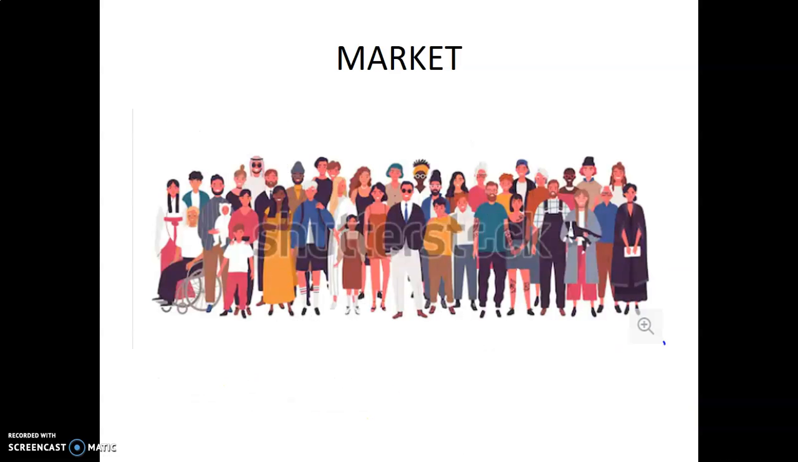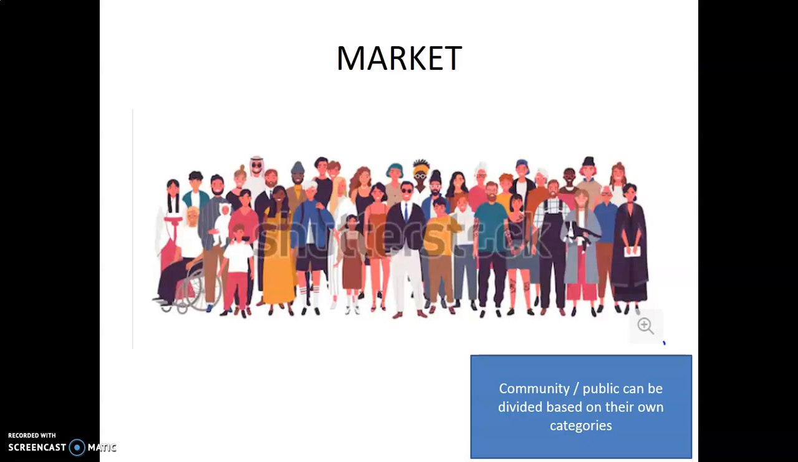Now you start to divide your market. You can see we have a lot of colors here. Age, maybe occupation. Oh, she has a cat here. Maybe the interest is different. Now we have Middle Eastern here. We have Sikh here. Oh, it's so nice. Multicultural, diversified. Now you start to divide your market. Community or public can be divided based on their own categories.